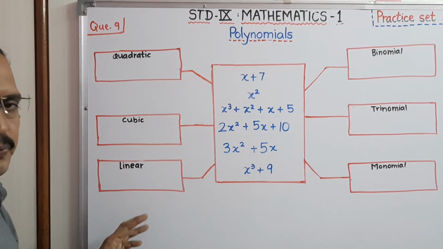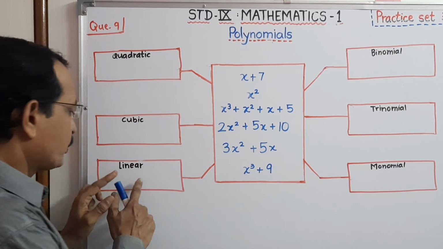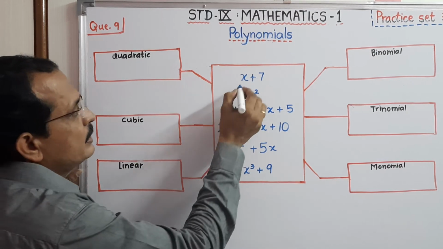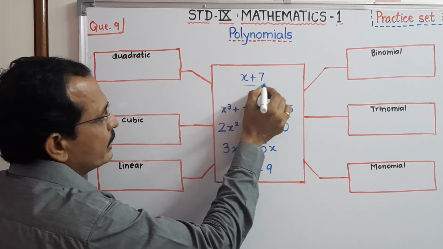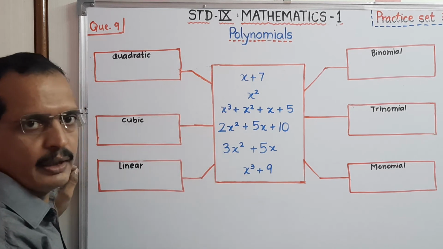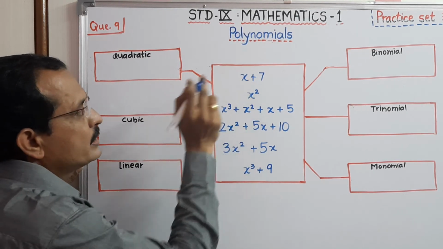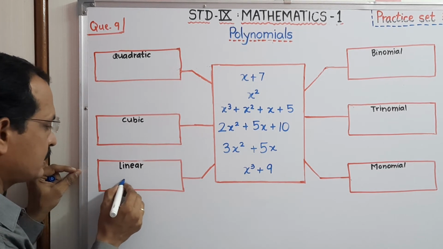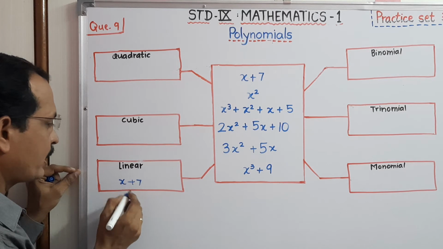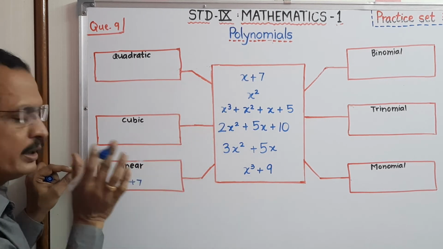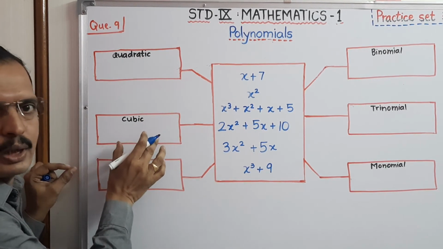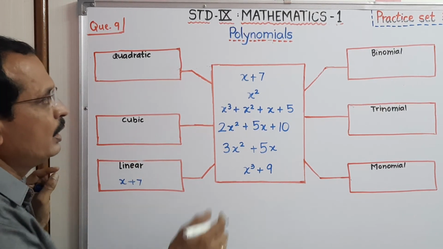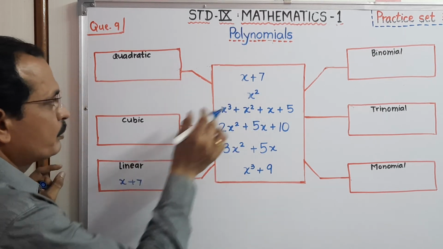of the polynomial. First of all, see linear polynomial. Out of these, which are the linear polynomials? See, this x plus 7, the index is 1. Therefore, this is a linear polynomial. Therefore, we write here x plus 7. That means we have to write the linear polynomial in this box. In this box, we have to write the cubic polynomial, and in this box, the quadratic polynomial.